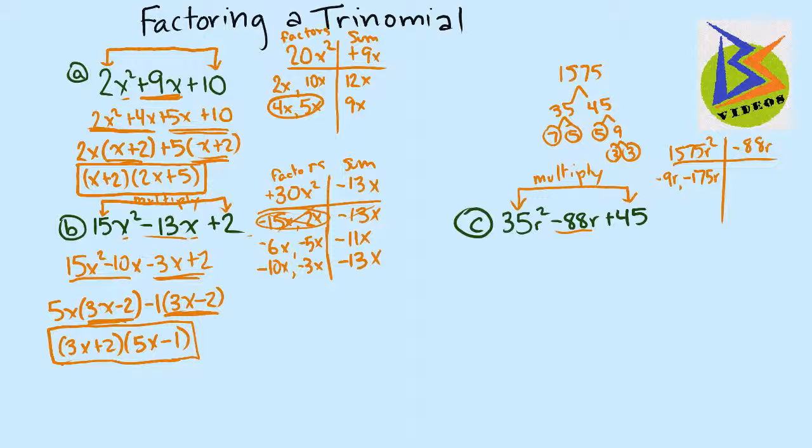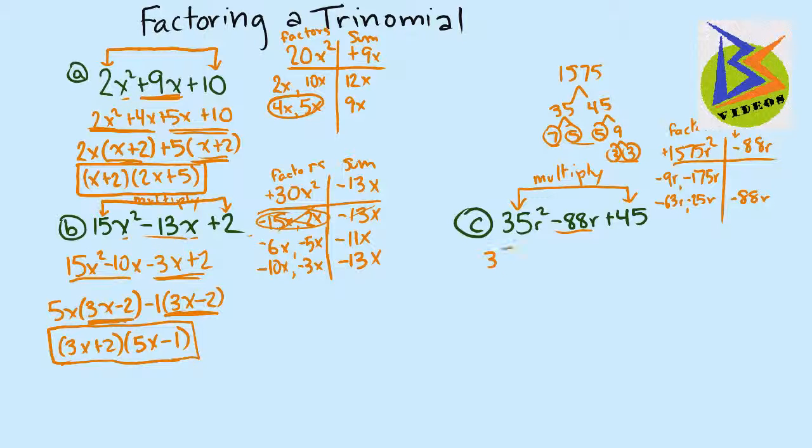And since our sum is negative and the product is positive, we have to have either both negative or both positive. Since the sum is negative, we have to have both negative. Okay, so that doesn't work. Let's try 9 and 7, which is 63, negative 63, and then 25, negative 25. And when we look, we see it equals negative 88r, which is what we're looking for.